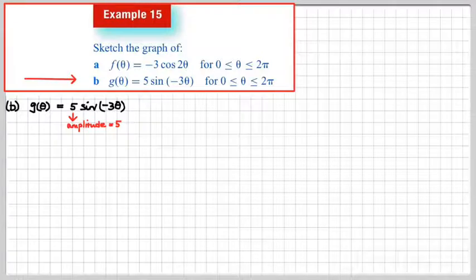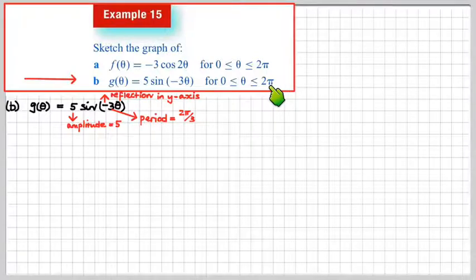That has got an amplitude of 5. That has got a reflection in the y-axis. That is an x reflection, guys, or about the y-axis, and we know that it's got a period of 2 pi over 3. So we can see instantly a third of 2 pi is its period, therefore we're going to fit 3 cycles in, wouldn't you think?